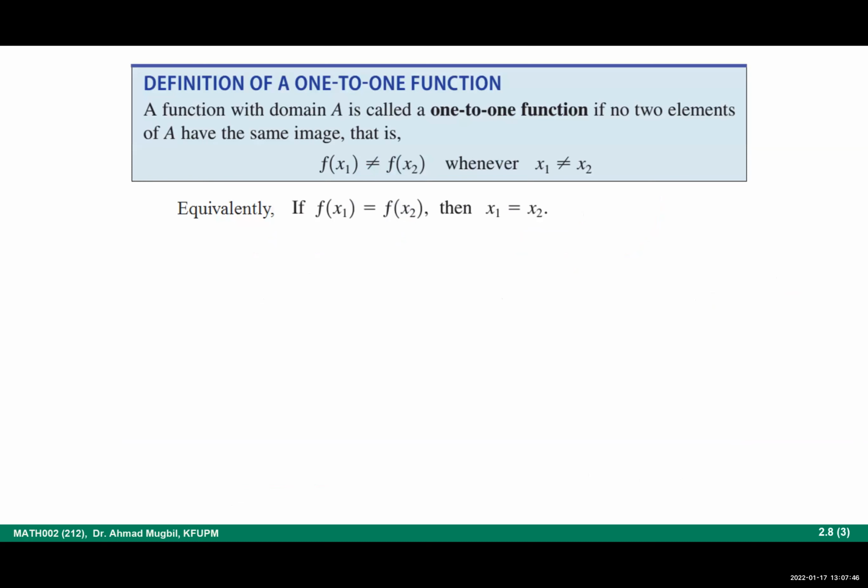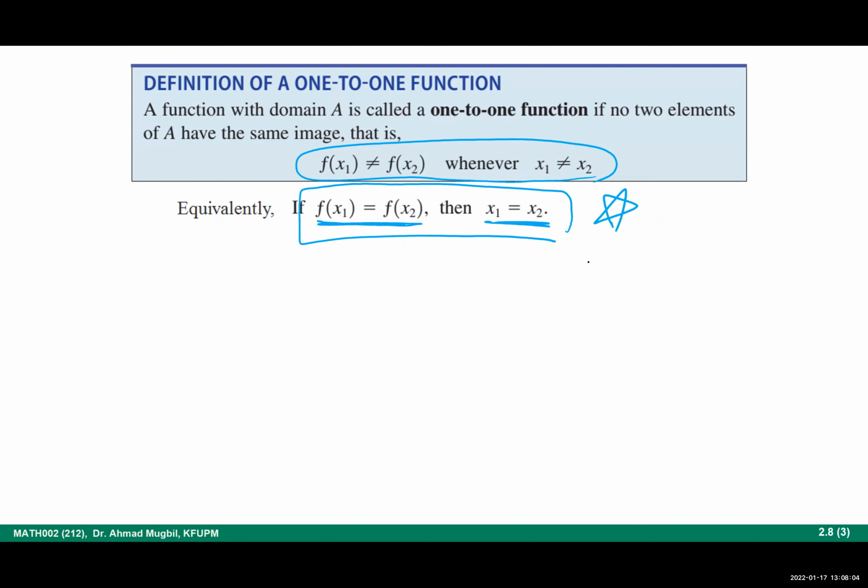Okay. By the way, this is equivalent, you know, this is from mathematical logic. This is equivalent to saying that what? If the y values are the same, the x values are what? Usually, this is what we use algebraically. If you want to show that a function is one-to-one algebraically, use this relation. Start with f of x1 equals f of x2 and show that x1 equals x2.